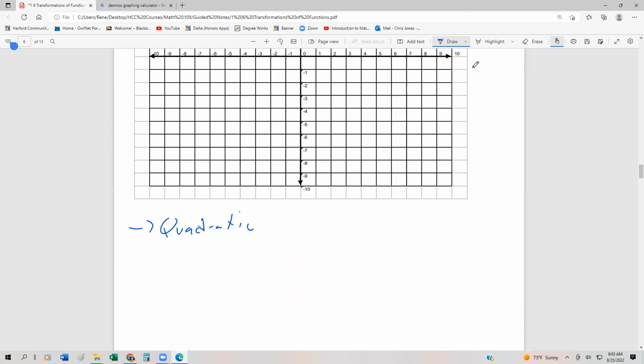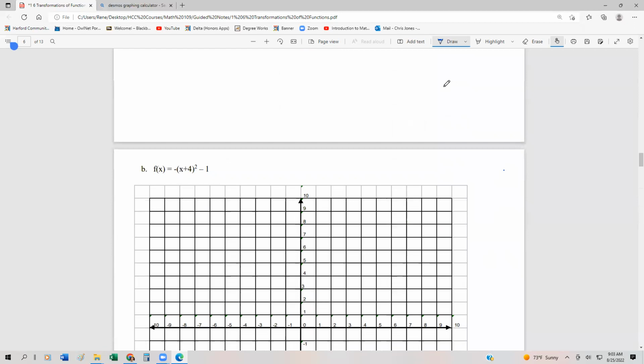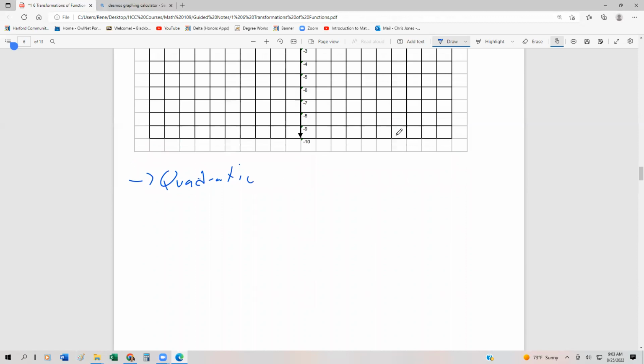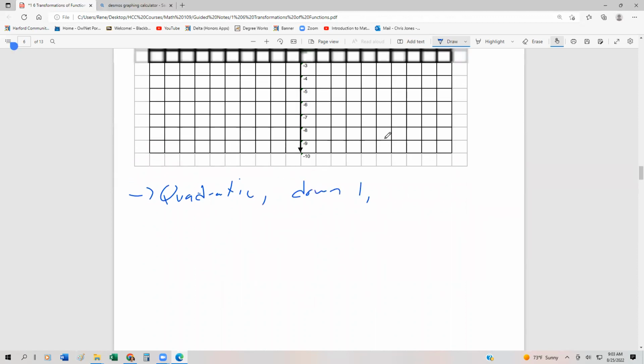Okay, so that's pretty easy. Now, the next thing we need to do is identify the transformations. So let's go for the easiest one first, which is the one on the outside. This suggests that we're going to move down 1 unit. Remember, if you have a number on the outside and it's negative, that just moves it down. So we're going to move down 1.